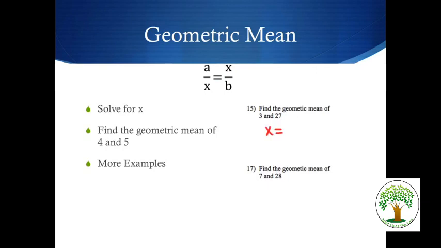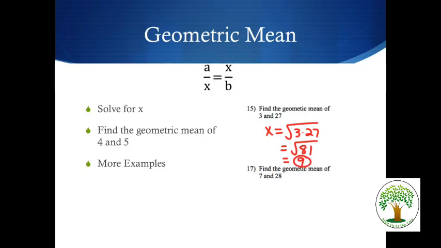X equals what? 3 times 27. 81, or square root of 81. Yeah. Okay, I have 3 times 27, which she says is 81. Please verify that. That's what I have as well. Is 81 a perfect square root? That is 9. It is 9. I don't know why I typed that in the calculator. It's all right.